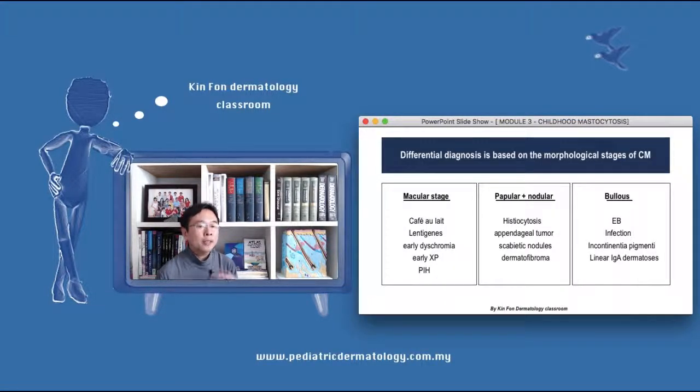So to be a better dermatologist, you need to know that urticaria pigmentosa is just one of the manifestations of childhood mastocytosis. The other manifestations include papules, nodules, and bullous formation.